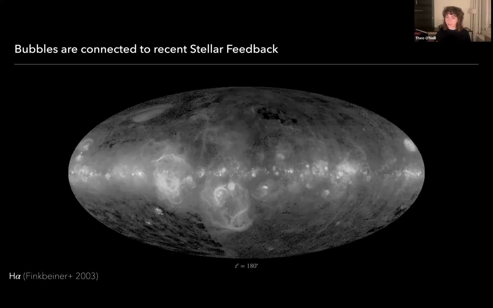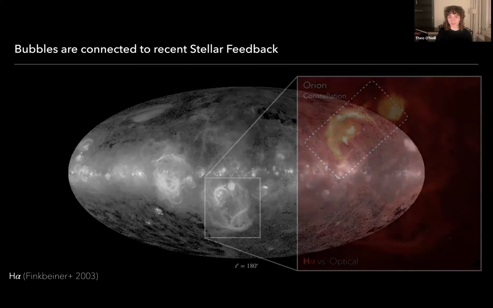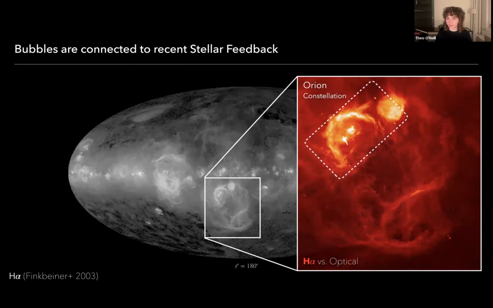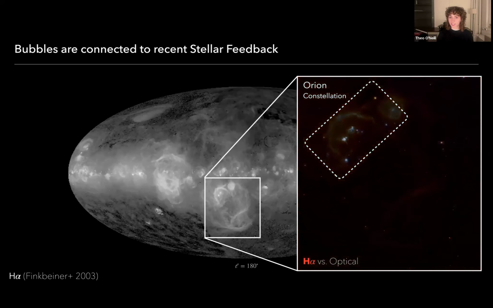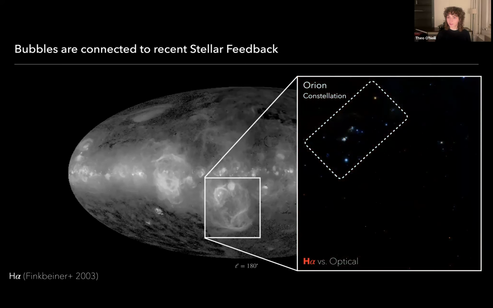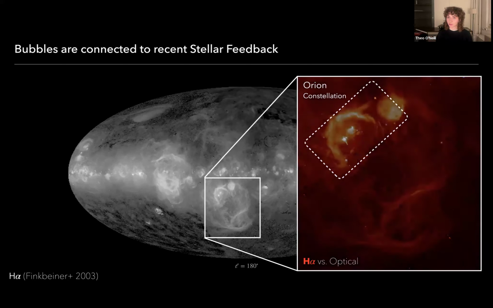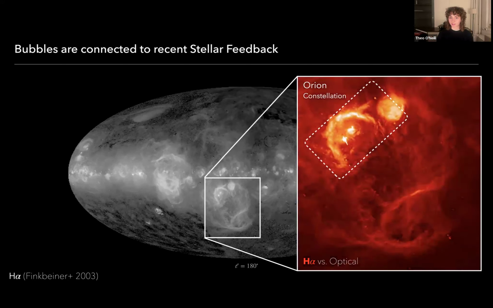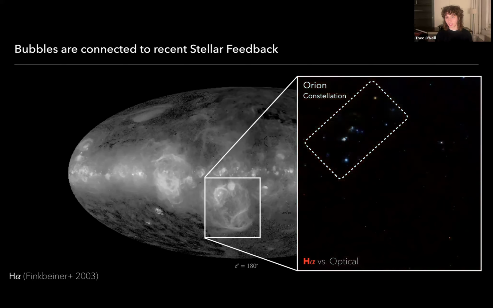Just for one landmark here on this night sky, in the center, you'll see the Orion constellation. I'm overlaying here and comparing hydrogen alpha to the optical view of our night sky. So you can see in red, hydrogen alpha, very complex filamentary, and then in black, you can see the well-known Orion constellation.